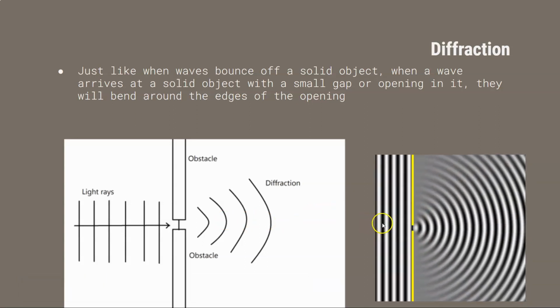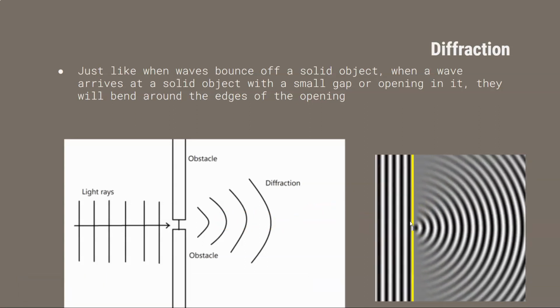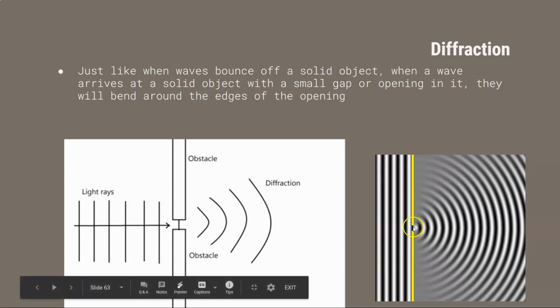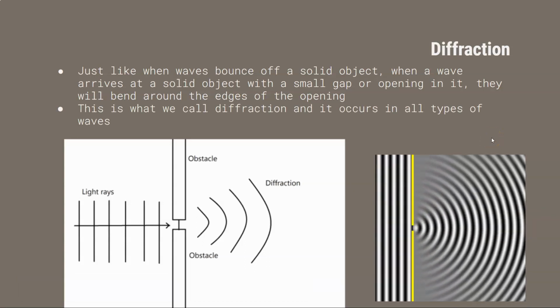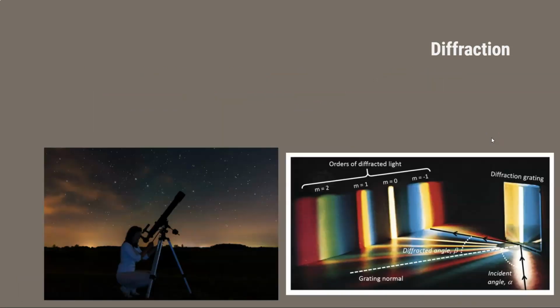You can see it here a bit better. We have these waves coming in, hitting this wall, but because the wall is an obstacle with a small hole, it creates diffraction on this side. And we can use diffraction with all different types of wavelengths.